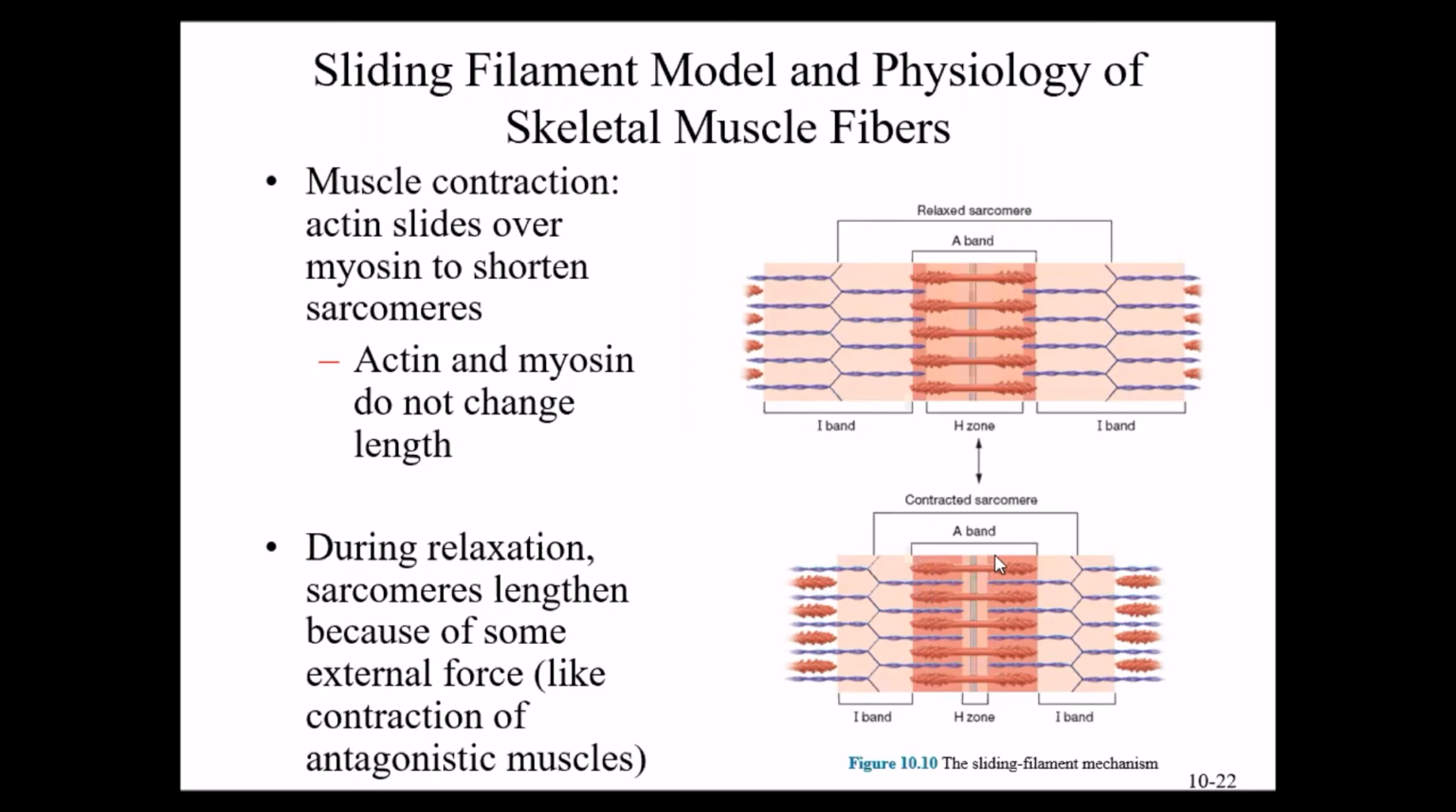Now, during relaxation, everything has to reverse. The sarcomeres lengthen out. It says here because of some external force, in other words, another muscle is pulling in the opposite direction. And so your muscles have an antagonistic type movement. So for example, when you contract your biceps, your arm comes up, and then whenever you extend your arm, you have to contract your triceps muscle, and so those are antagonistic muscles.